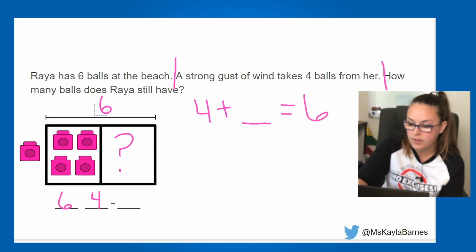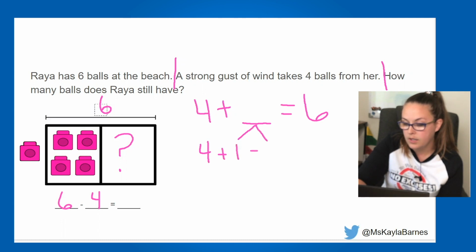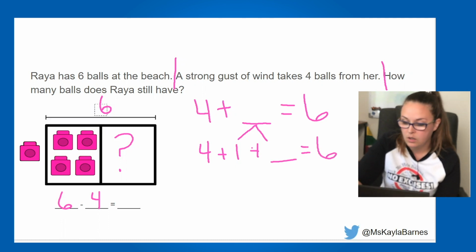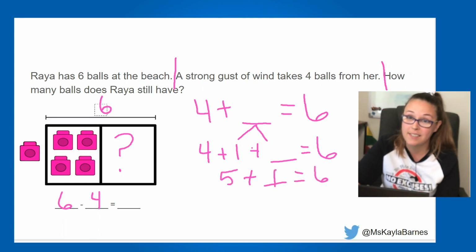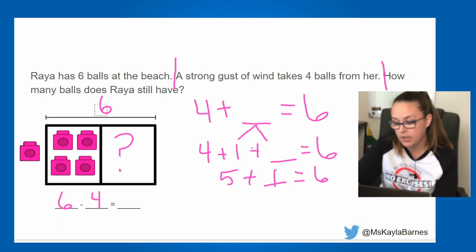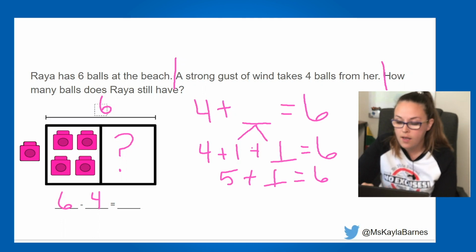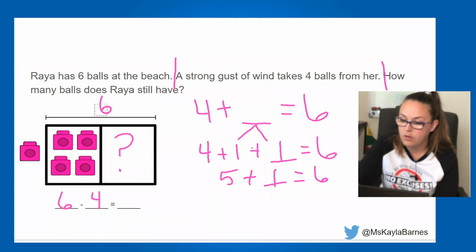Well, let's break this missing number into parts. I know that 4 plus 1 equals 5, and that's pretty close to 6. So this is 5 plus something equals 6. And I know that 5 plus 1 equals 6, which also means that 4 plus 1 plus 1 equals 6. And I know that this piece in the middle, 1 plus 1, I know that that equals 2.